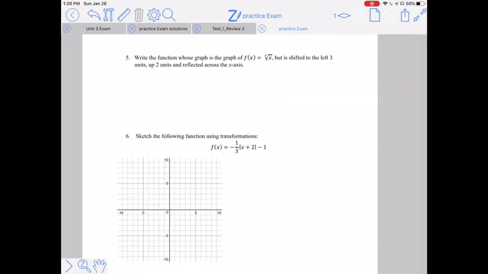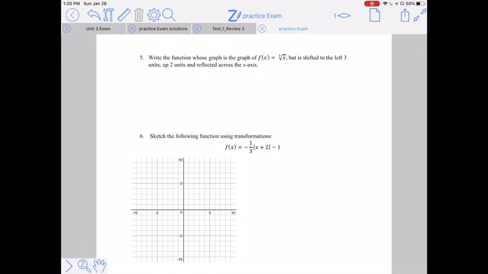Okay, question 5. This is from section 2.6, transformations of functions. Also a lot of learning targets in this section. You need to be able to describe transformations when given an equation. You need to be able to build an equation when given a description of transformations. You need to be able to graph a function when given transformations. So there's lots happening in section 2.6. This one, question 5, is building or writing an equation when given some different transformations.